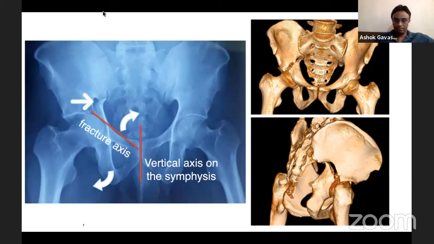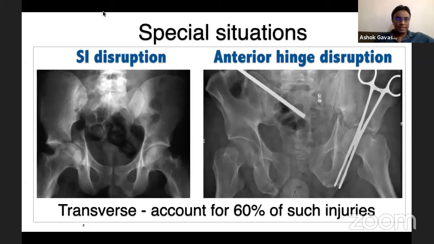Of course, this is not always the case. You have to understand there are special situations where the constant fragment, or the iliac fragment, is no longer the constant fragment.